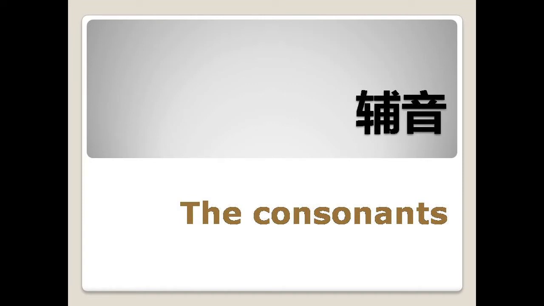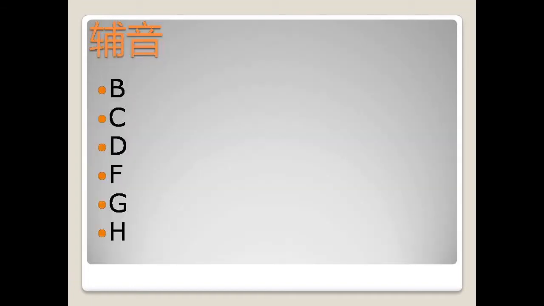Now let's move on to the consonants. There are 23 consonants in Chinese phonology. Let's start with the first one, bo. In English, it is pronounced as B, but in Chinese phonology, it is pronounced as bo. Next one, ci. Next, du. In English, it is pronounced as D, but in Chinese phonology, it is pronounced as du.